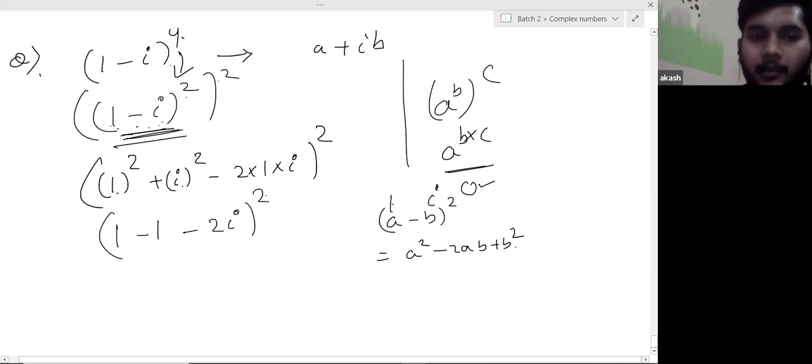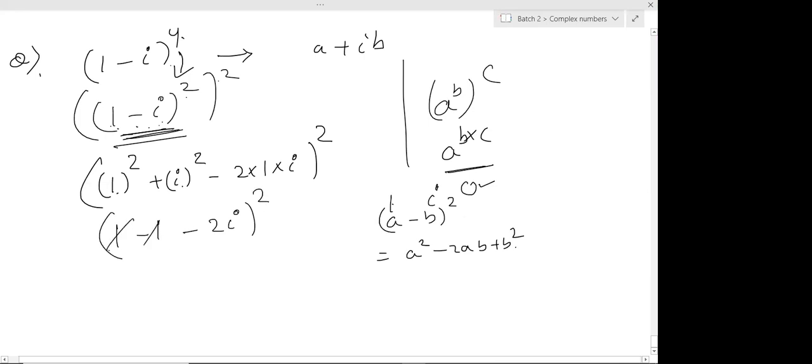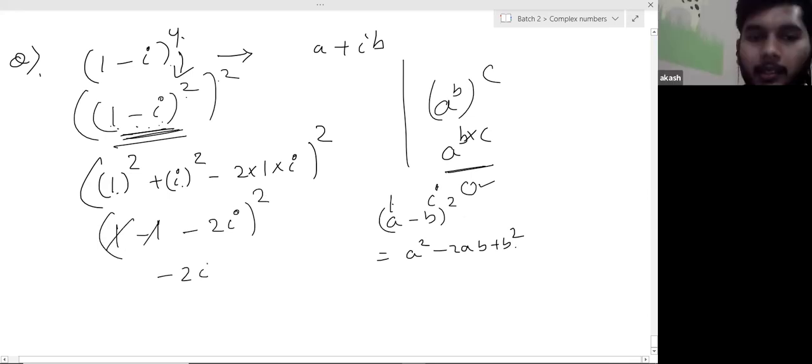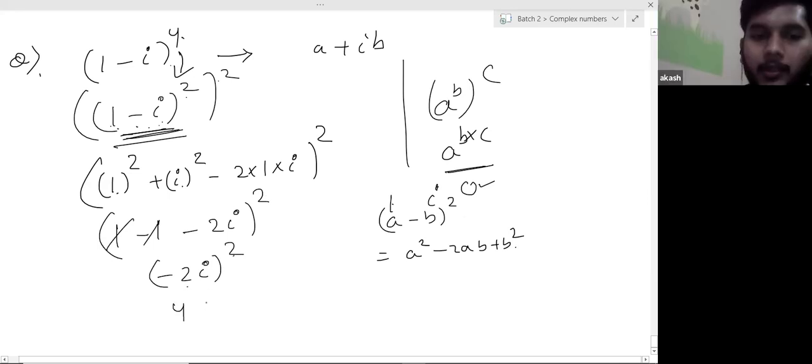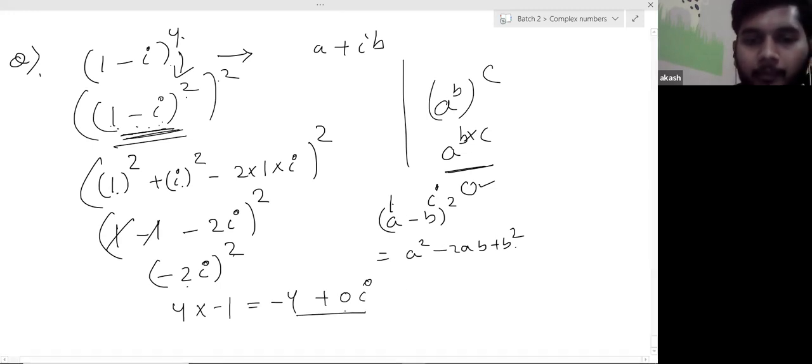Okay. So 1 and minus 1 is cancelled. So this is minus 2i whole square. So minus 2 square is 4. i square is minus 1. So this is minus 4. So minus 4 plus 0i. This is your answer.